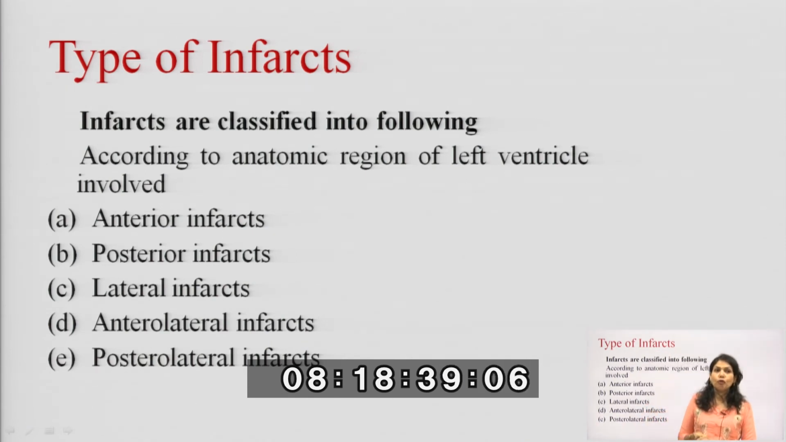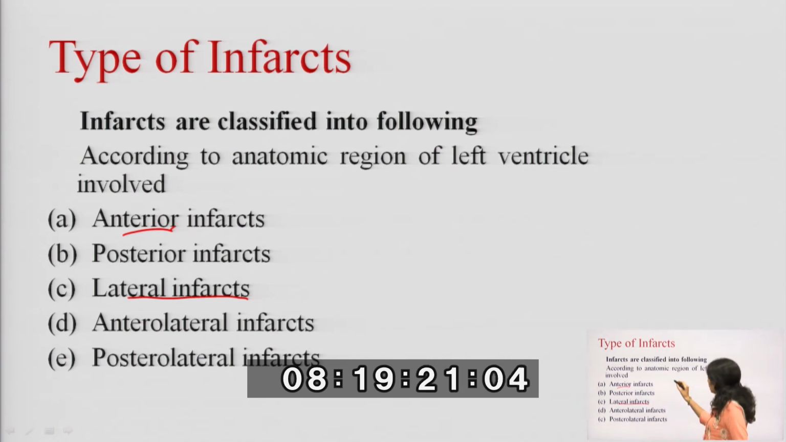Now, different types of infarcts. What are the different types of infarcts? Infarcts are classified into the following types according to the anatomic region of the left ventricle where they are present. Anterior infarcts are present in the anterior portion of the left ventricle. Posterior infarcts are present in the posterior portion of the left ventricle. Lateral infarcts are present in the side portion of the left ventricle.